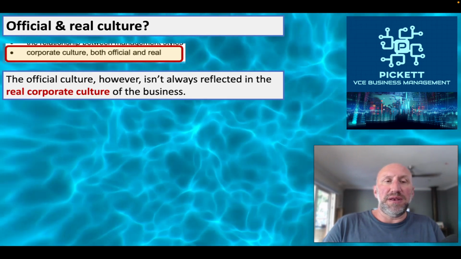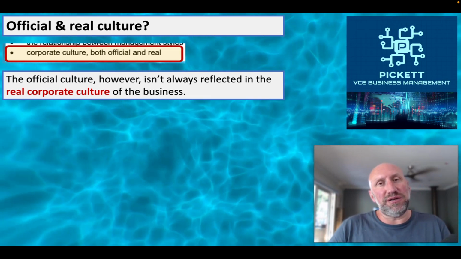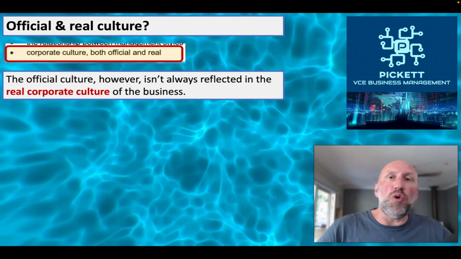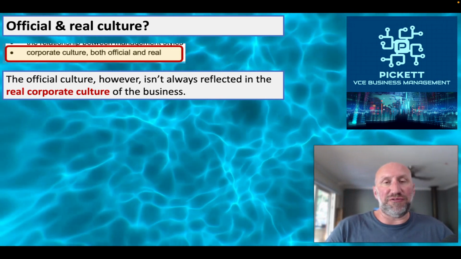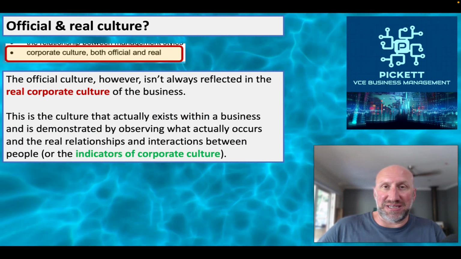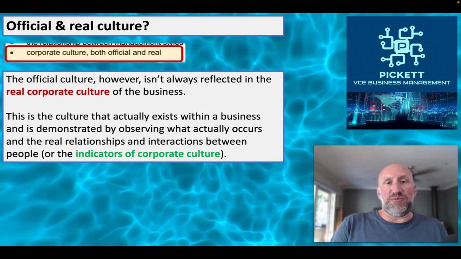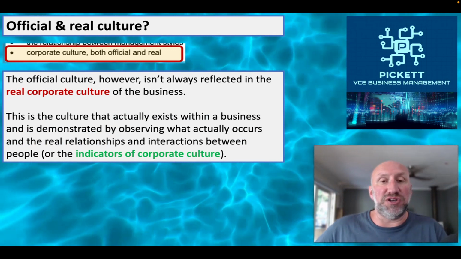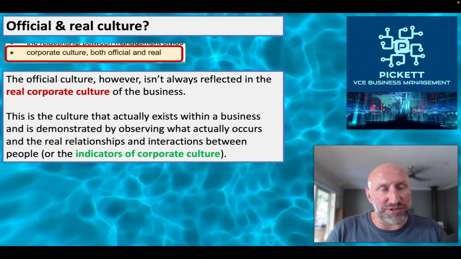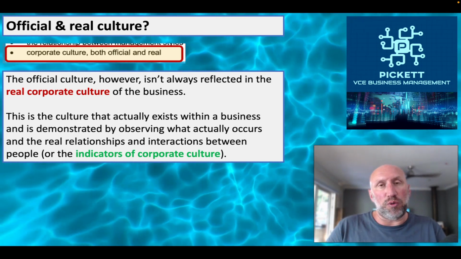Now, the reality is that the official culture that the people at the top of the business want and intend it to be is not always reflected in the real culture of the business. The real culture is the culture that actually exists at ground level within the business. It is demonstrated by observing what actually occurs and the real relationships and the real interactions between the people. All of that is what we call indicators of corporate culture.